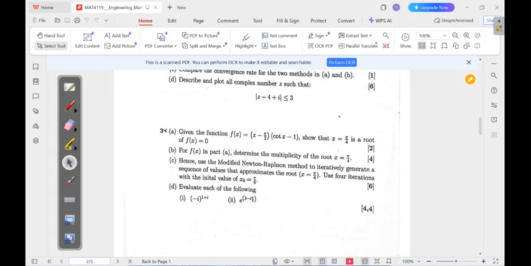So for question 3b, it says for f of x in part a, determine the multiplicity of the root x is equals to pi over 4. So when it comes to multiplicity, if I were to talk a little bit about what multiplicity is, in terms of the definition, the simplest definition that I can give is that multiplicity of a root basically tells us how many times a particular root repeats.